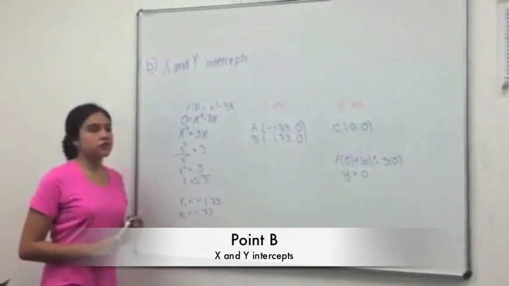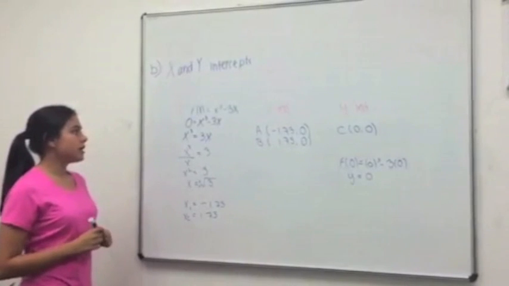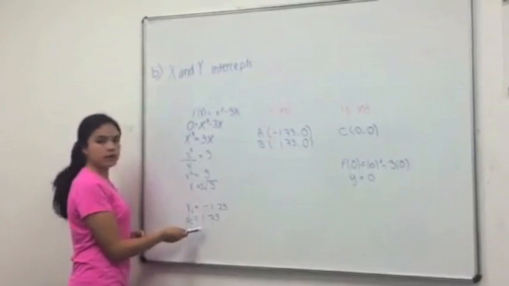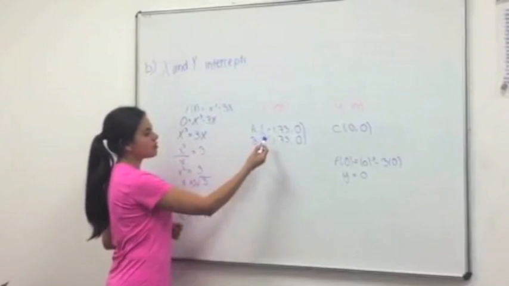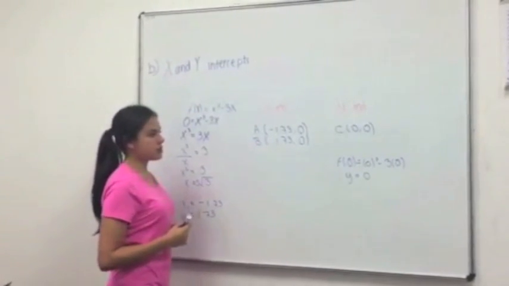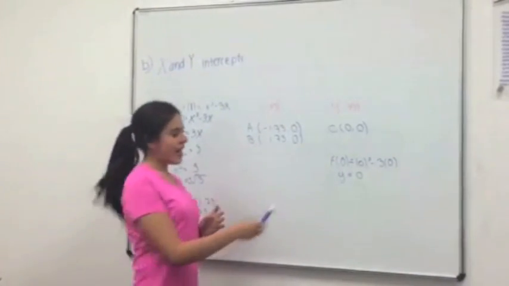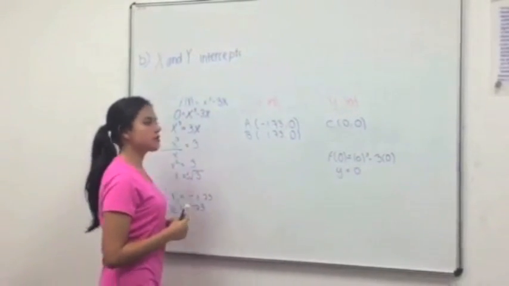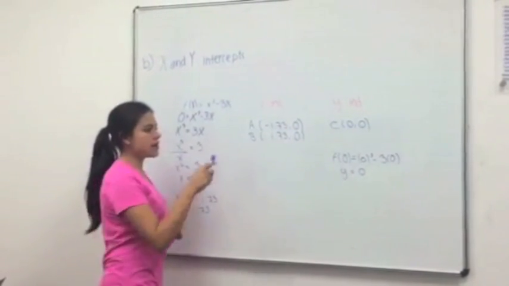Point B is to calculate the x and y intercepts. For the x-intercept, we solved for x and we got two values, one positive and one negative, giving 2 points: point A, minus 1.73, 0, and point B, 1.73, 0. For the y-intercept, we substituted x with 0, and we got that the y-intercept is 0, 0. This point is also an x-intercept because it passes through the origin.